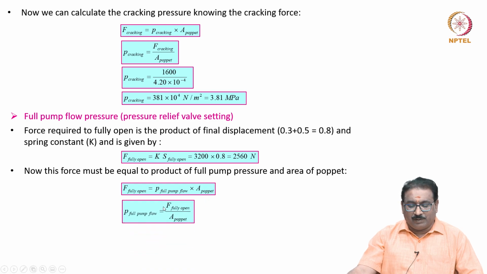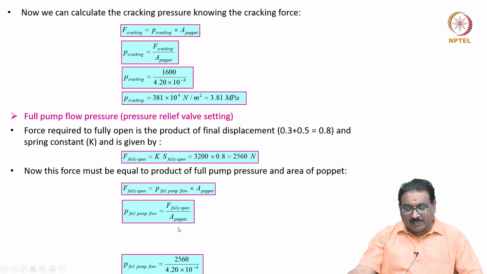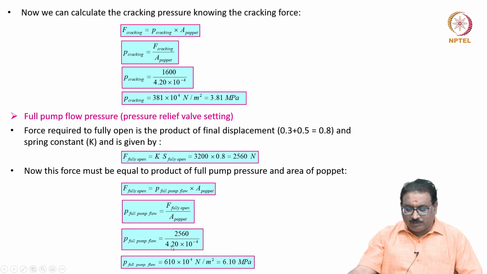What you will do now? The P, the pressure of the full pump flow, F fully open divided by A poppet. Already we know here 2560 divided by area of the poppet is known. Substitute, I will get here 610 into 10 to the power of 4 Newton per meter square, or what you will do, divide by the 10 to the power of 5, you will get the megapascal 6.10 MPa. This is for the pressure for the full pump flow.